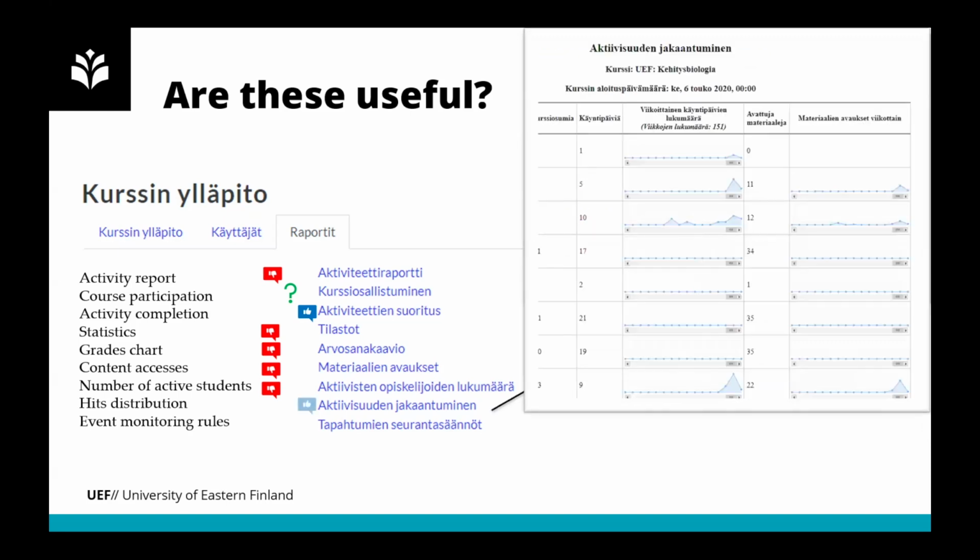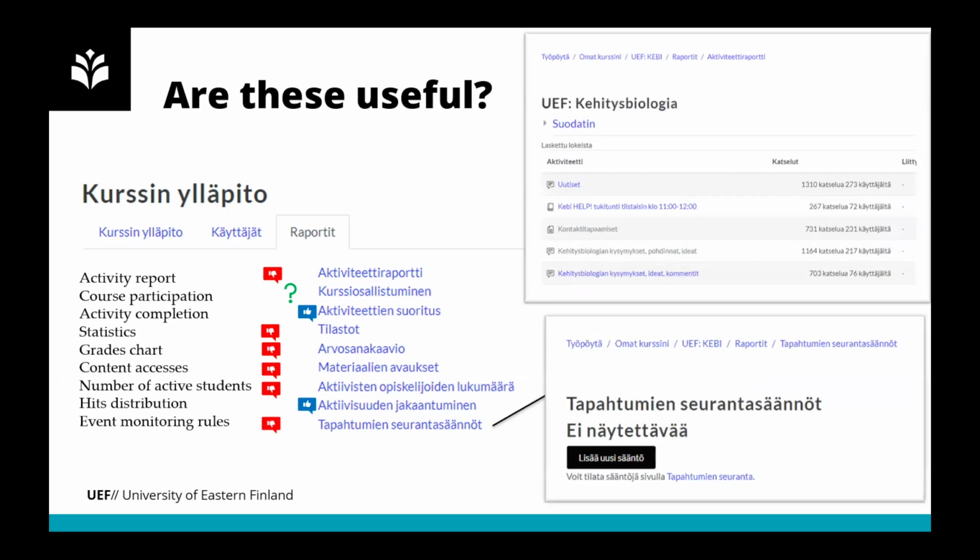But then the hits distribution is very effective, because I can find the number of how many days a certain student has been there, how many materials he has opened, how many events there are, and there's some simple graphical presentation of on which days the students have been active. So there are only two things that I'm using, but I'm using them every week.